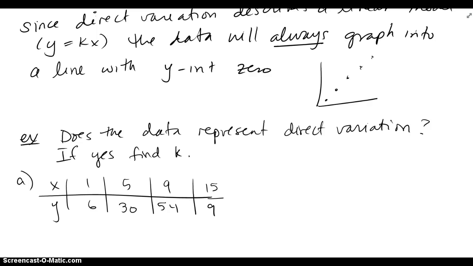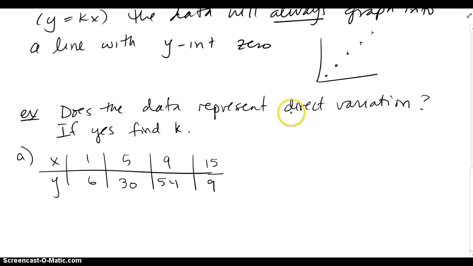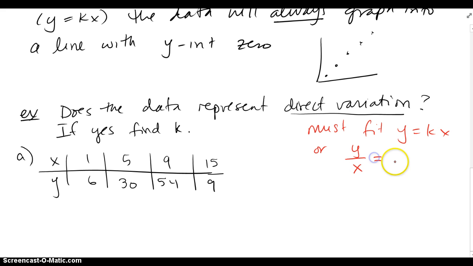Let's look at an example. It says, does the data represent direct variation? And if yes, find k. So if the data is to represent direct variation, it must fit y equals kx, or the quotient of y and x must always be equal to k. So that might be a quick way to go check the data. Let's see, here's y, here's x.